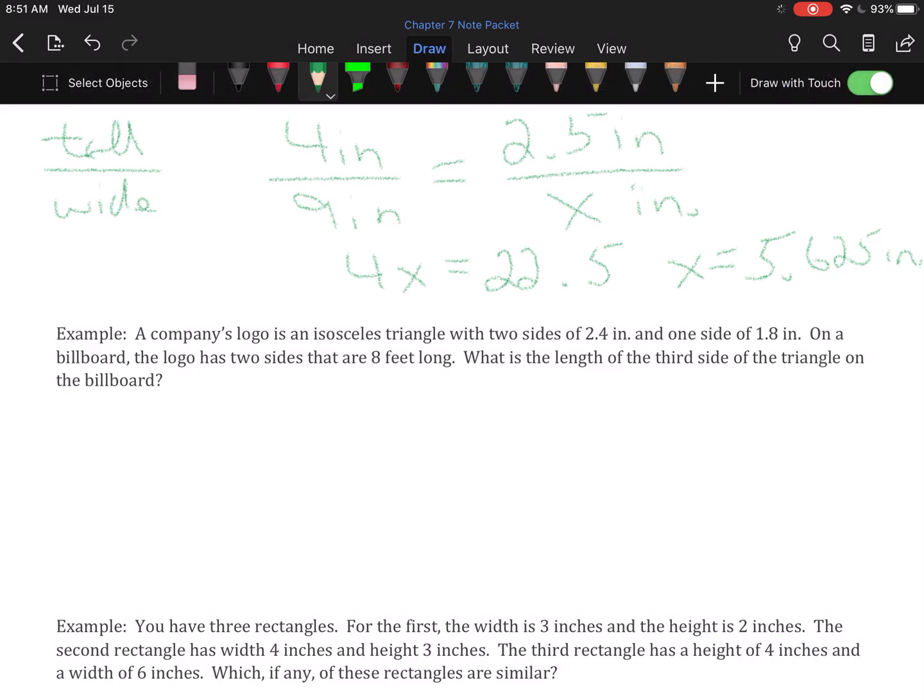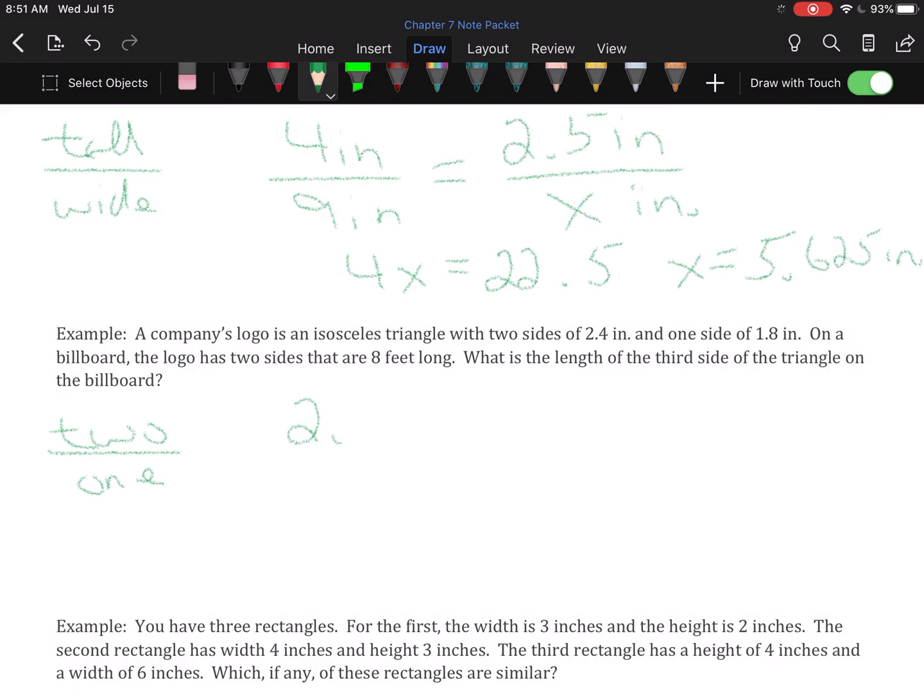A company's logo is an isosceles triangle with two sides of 2.4 inches and one side of 1.8. On a billboard, the logo has two sides that are 8 feet long. What is the length of the third side on the billboard? Remember, an isosceles triangle has two congruent sides and one that's different. So we're basically doing the two congruent sides over the one different side.